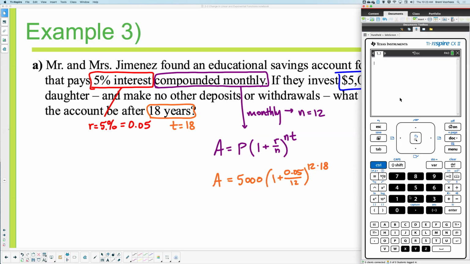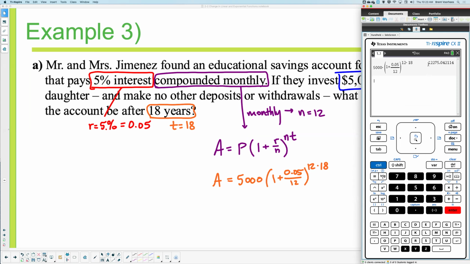So I'm going to just type this right side in. It's 5,000. You go ahead and follow along with me, please, in your calculator. 1 plus. Start practicing typing these in. Make sure you are doing it correctly. All right, I'm going to press enter.